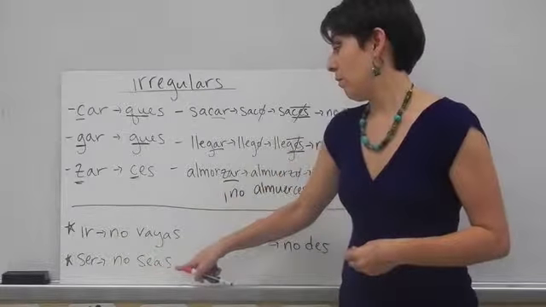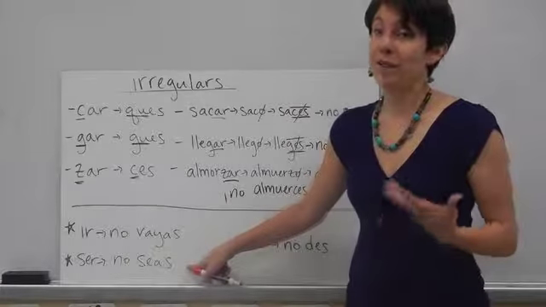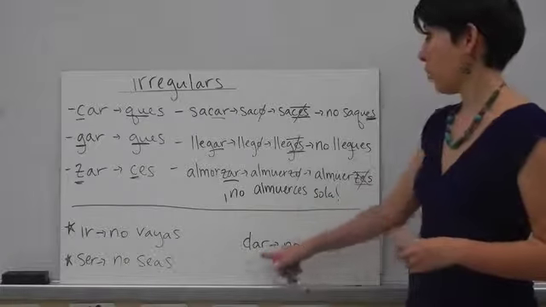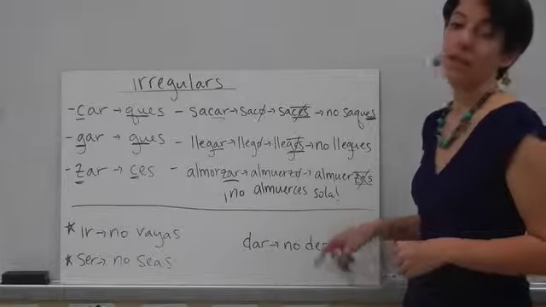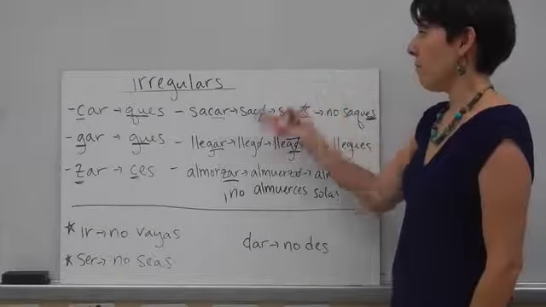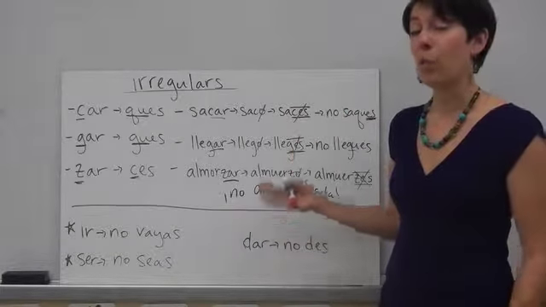Now, how do we remember it? You memorize it. Put it on your flashcard, start studying now. My last one is dar. Dar's to give, no des. So there you go. Those are your irregulars for your negative commands, telling someone what not to do.